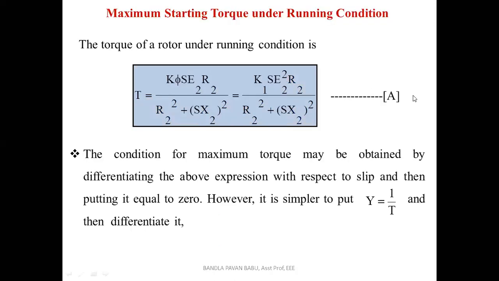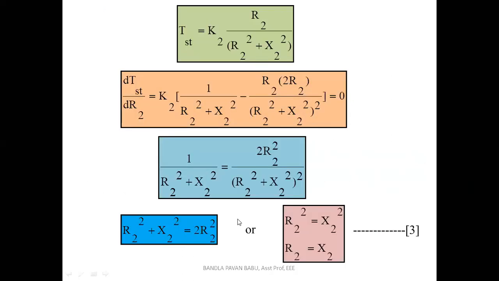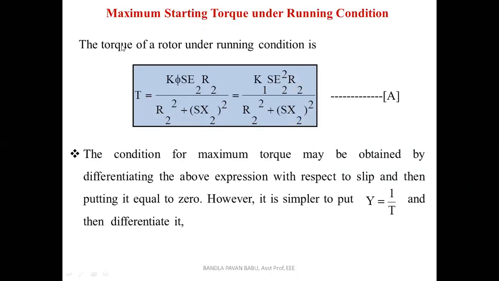Next, under running condition. I hope you have understood the standstill condition. At the end I'll revise everything. Next, maximum starting torque under running condition. What do we mean by running condition? S equal to 1 means standstill. Running condition means it starts from 0 but is never 0. So the s value should be greater than 0 and always less than 1. The s value we don't know, so we have to keep it as s.